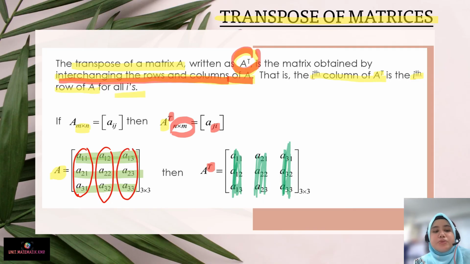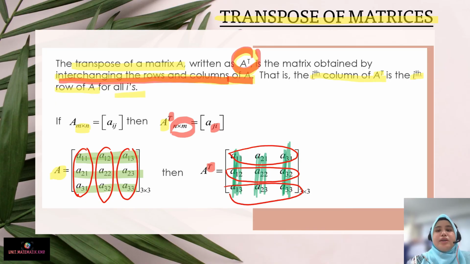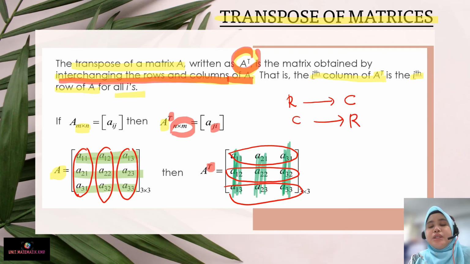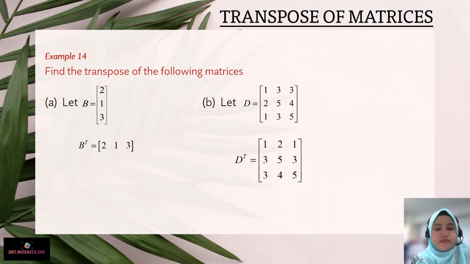When you do the transpose, your column will be in the form of a row, in the position of a row. You can choose either one, whether you want to change from row into column or column into row. The final value of A transpose will be the same. It depends on how you look at the matrix first. So that is the transpose of matrices. Very simple. So now let's continue.